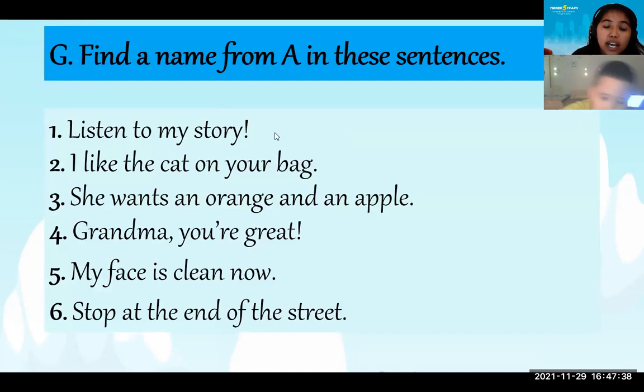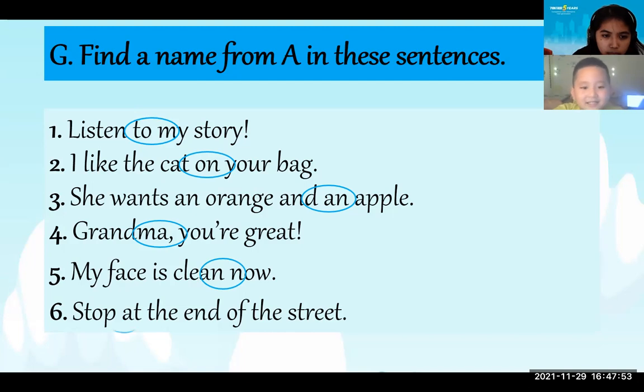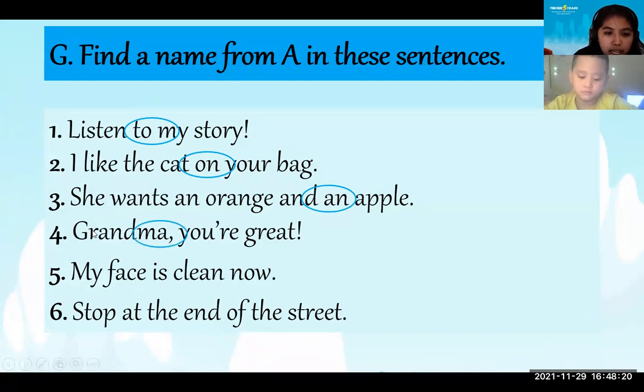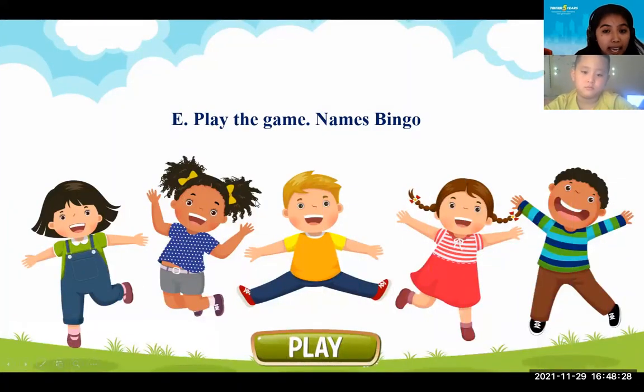So here, you're going to find a name from A in these sentences. Okay, so here you're going to find a name from A. We have an example in number two. Here we have from A, and we have apple, grandma, letter A, clean, and at. Okay, so do you want to play a game? Yes. Okay, then let's play a game.